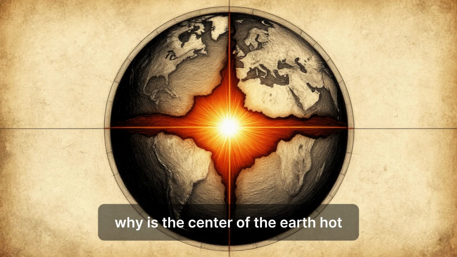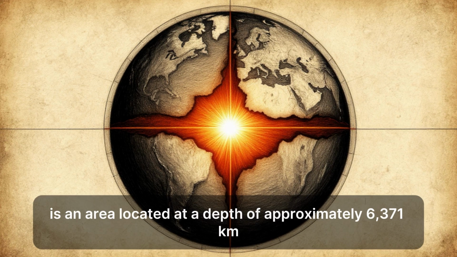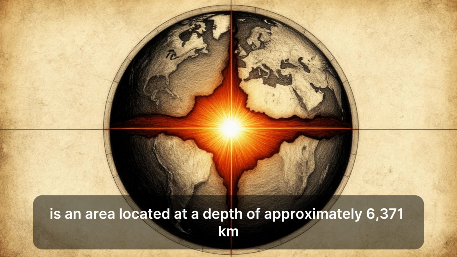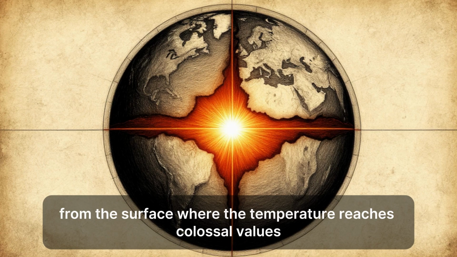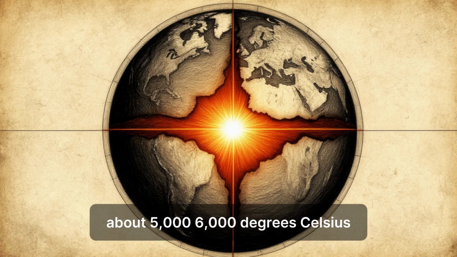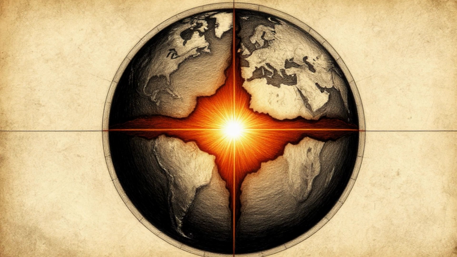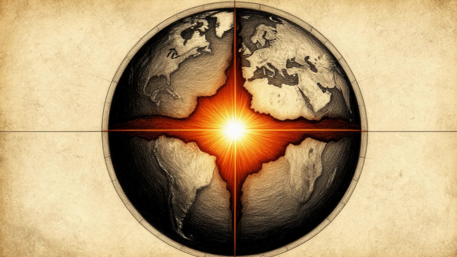Why is the center of the Earth hot? The center of the Earth is an area located at a depth of approximately 6,371 kilometers from the surface, where the temperature reaches colossal values, about 6,000 degrees Celsius, comparable to the surface temperature of the Sun.